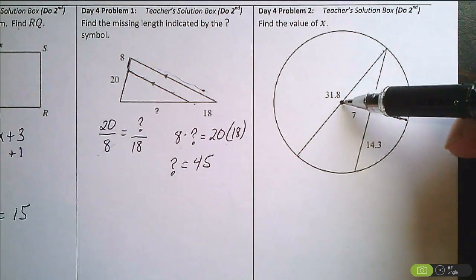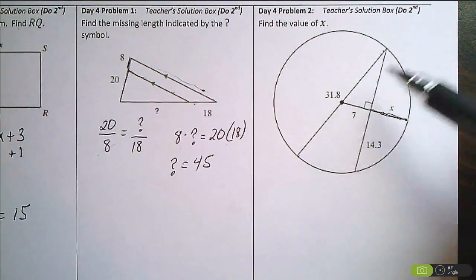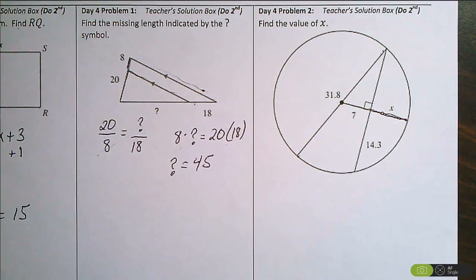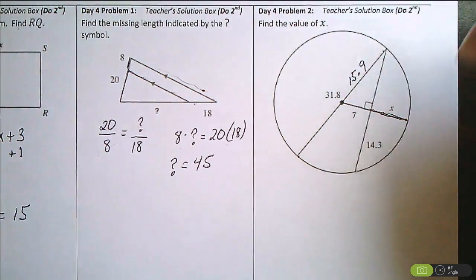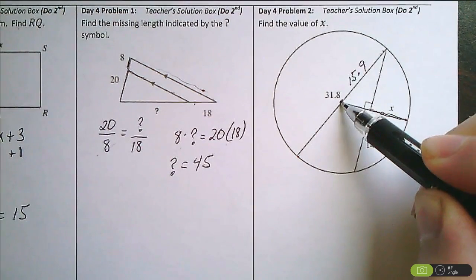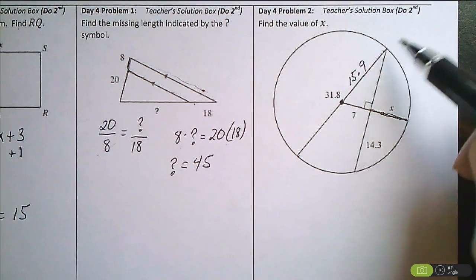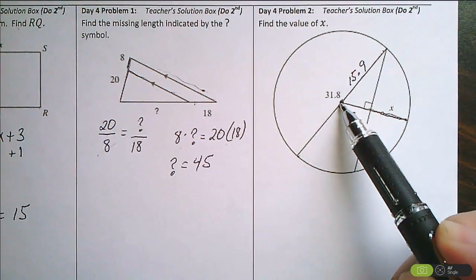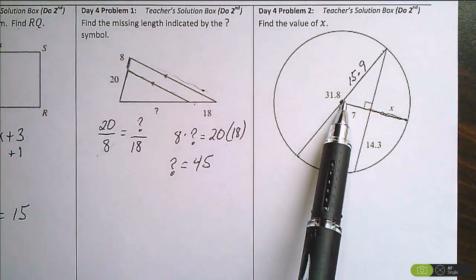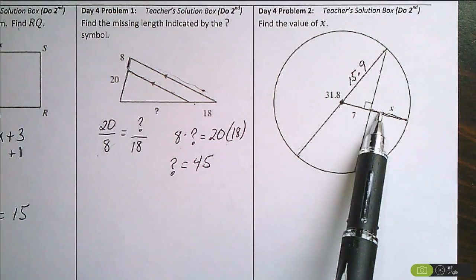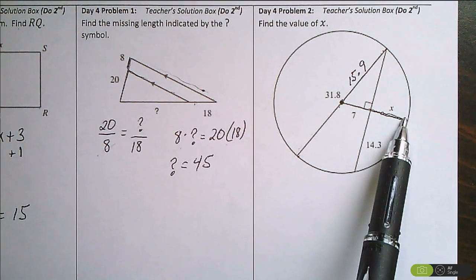So if we take half of 31.8, that will tell us how long the radius is. That's 15.9. So it's 15.9 from the center out to the edge of the circle. Similarly, 15.9 from the center out to this edge, and it's even 15.9 from the center out to this edge.